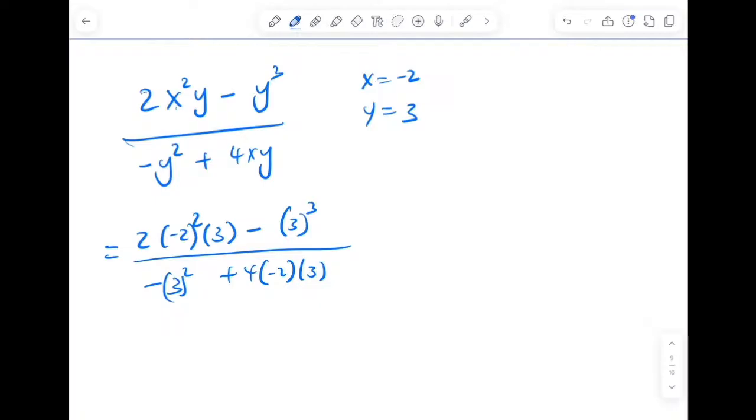So this one is already half the battle: when you substitute, you put parentheses. And I don't know how much more I need to emphasize that, because it's very, very important.